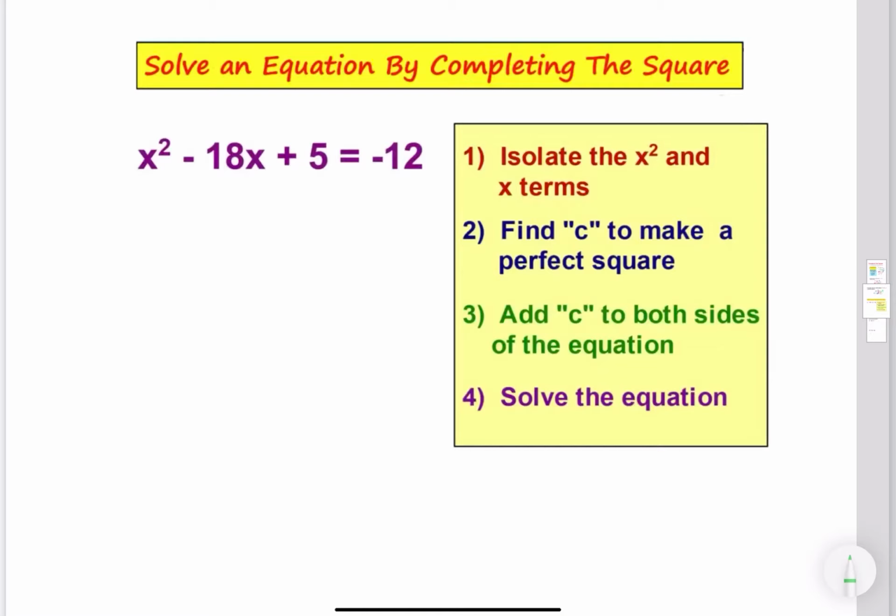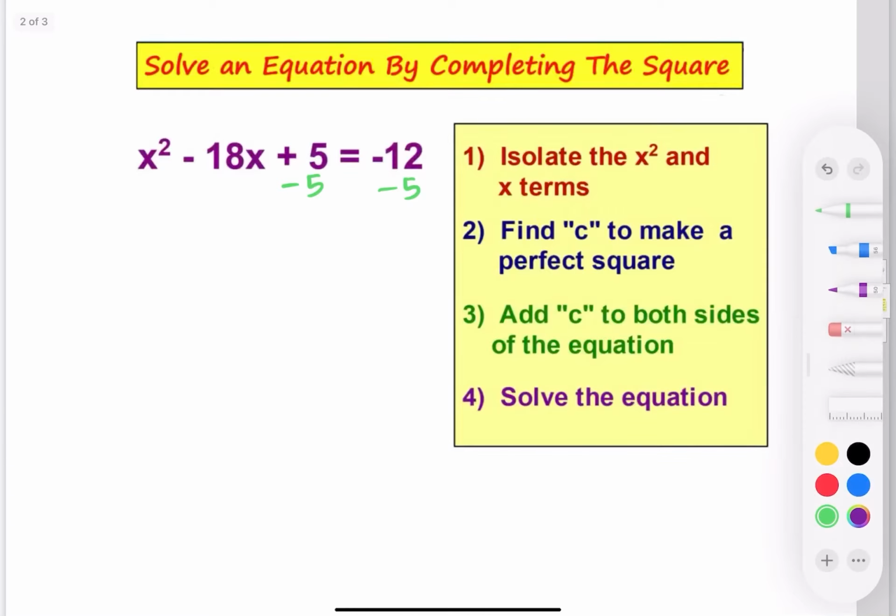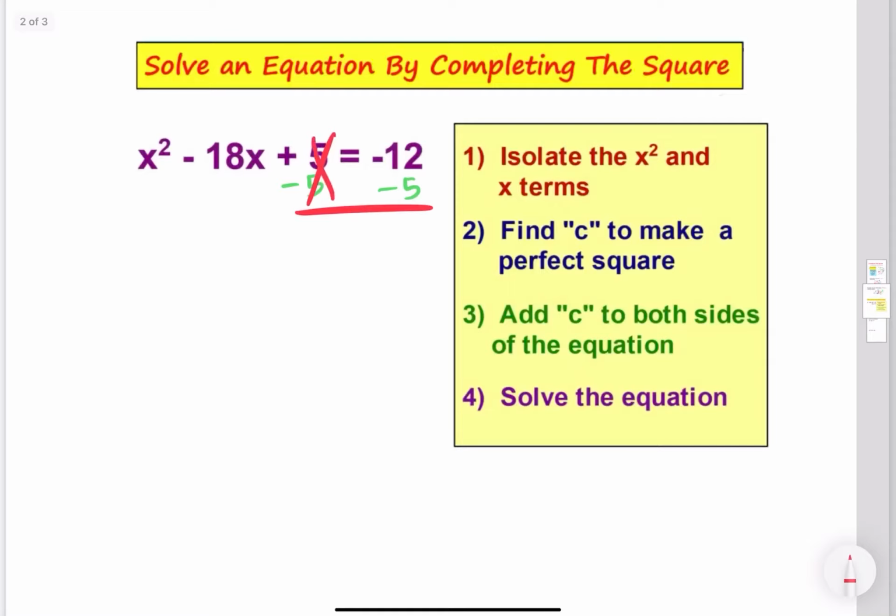So here's the first one that we have here. We got x squared minus 18x plus 5 is equal to negative 12. And I wrote out some steps here on the right. The first step that it asks us to do is to isolate the x squared and the x terms. Isolate means to get it by itself. In order to get the x squared and the x term by itself, I got to get rid of this 5. So I'm going to subtract 5. And what I do on one side, we got to do to the other. So the 5's on the left will cancel each other out, leaving us with our x squared minus 18x. We'll bring down the equal sign, and negative 12 minus 5 is negative 17.